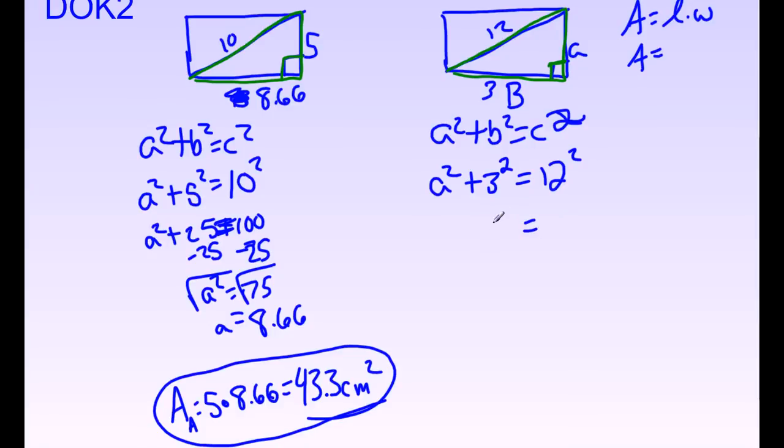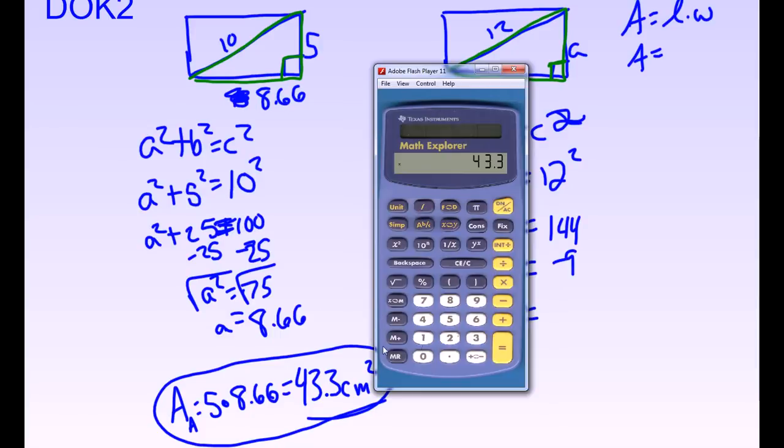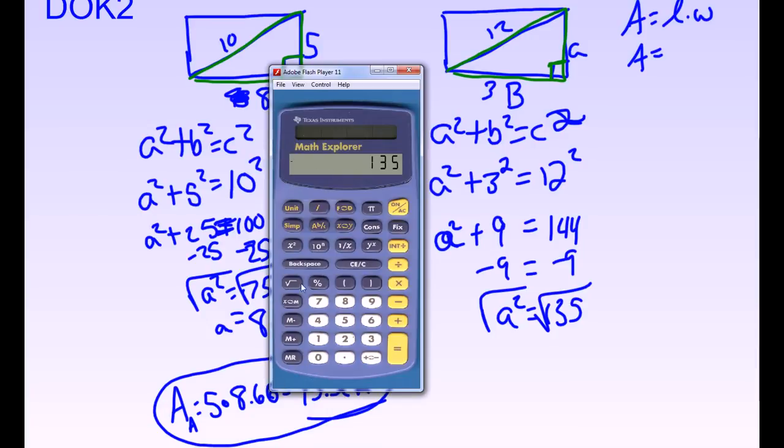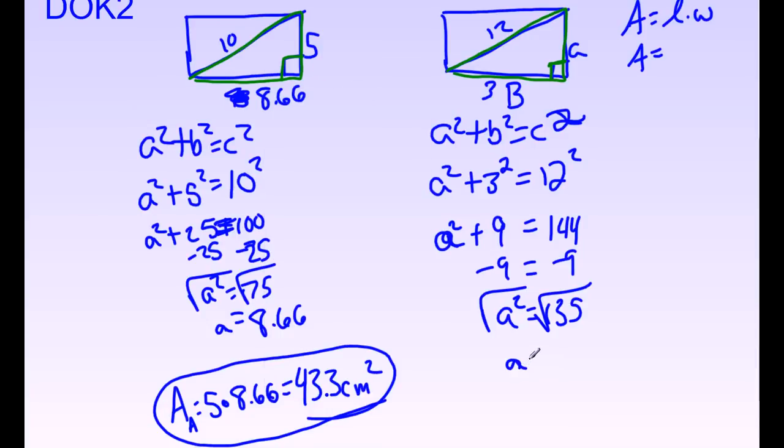Simplify gives me 9 plus A squared equals 144. Subtract 9 on both sides. That gives me A squared equals 144 minus 9, which is 135. Square root each side. And A is 11.61.